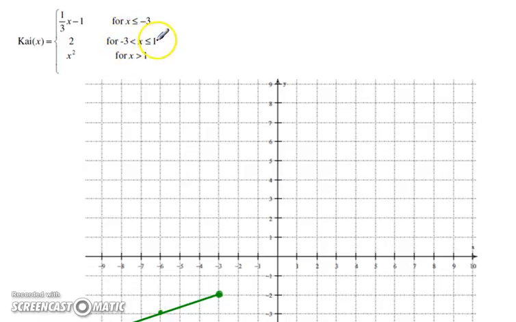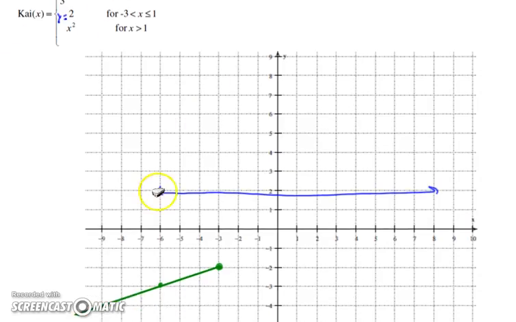Between -3 and +1, this looks like y equals 2. So again, what does y equals 2 look like? It looks like this line right here. I'm going to straighten that out. What parts of it don't I need? I don't need anything to the left of -3 or to the right of +1. And my endpoints, open circle, closed circle.